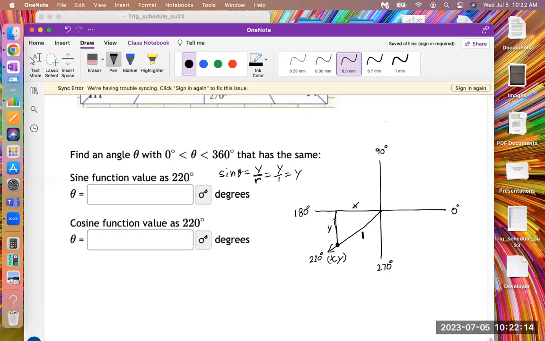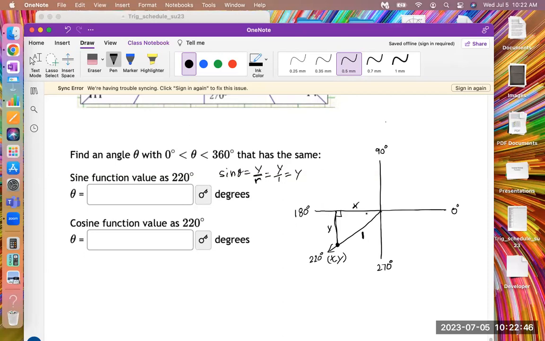So it's also the same as the sides of that triangle formed when you draw a line down from the point on the terminal side of 220 down to the x-axis. You form this triangle, and the sides are y and x, the same y and x that are the point on the terminal side. So if I want to find another angle that has the exact same sine function, it means it's the exact same triangle, but located in maybe another quadrant.